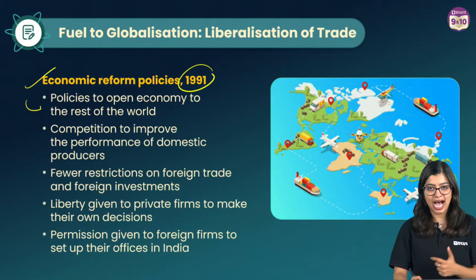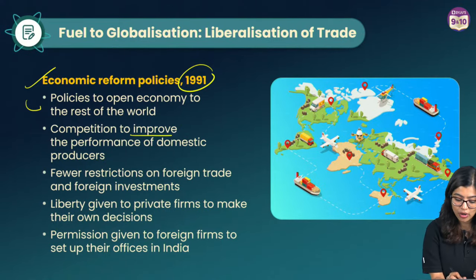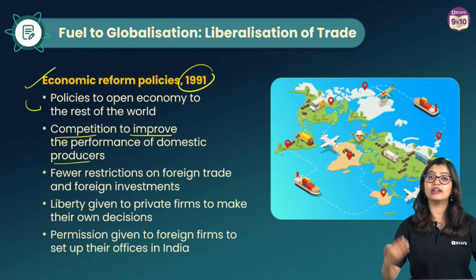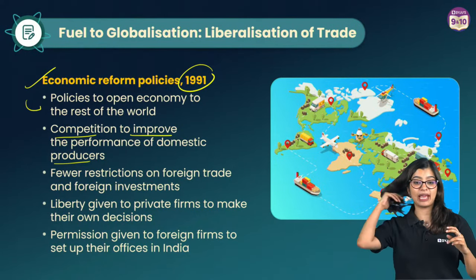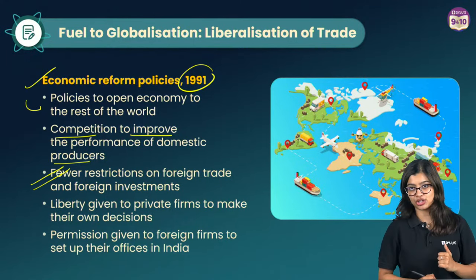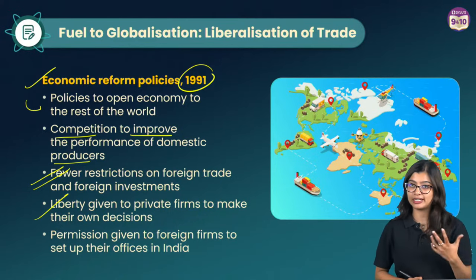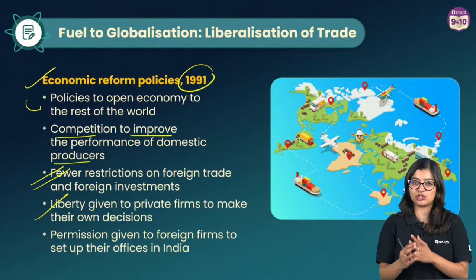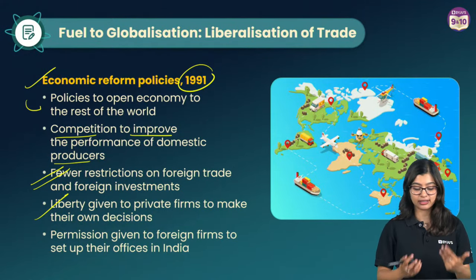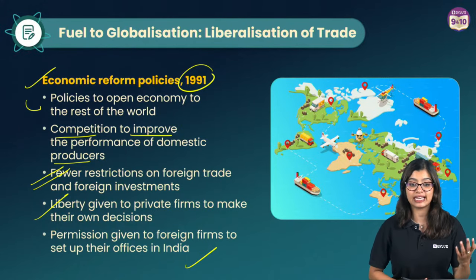Because we believe that if we bring in people from other countries, there will be more competition for our domestic producers, right? Thereby, they thought that the quality will also improve. We are able to get better and better quality. So what did they do? There were fewer restrictions on foreign trade and foreign investments. They also opened it up to private firms, where it was not completely controlled by the government. They had some power where they could take certain decisions. And of course, foreign firms were given permission to set up their offices in India.